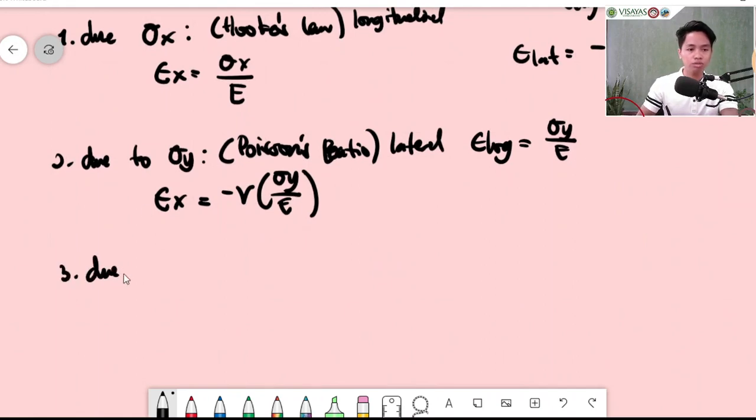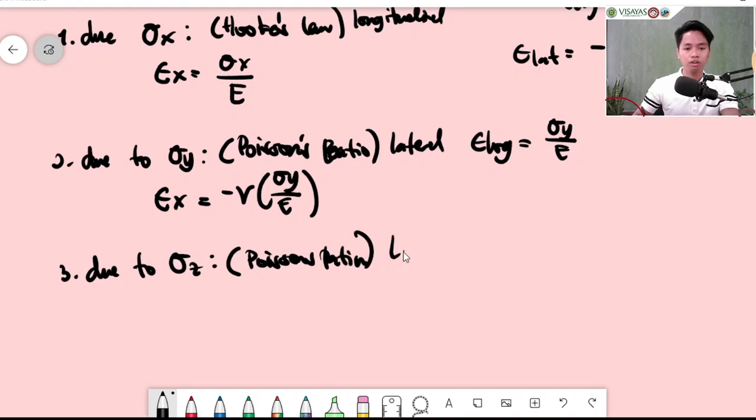Third, due to stress at Z. Ang imo gihapon gamiton diha is si Poisson's ratio. Mao gihapon. Your X here would be a lateral strain na siya. And ang atong longitudinal strain diha would be your sigma Z over E.